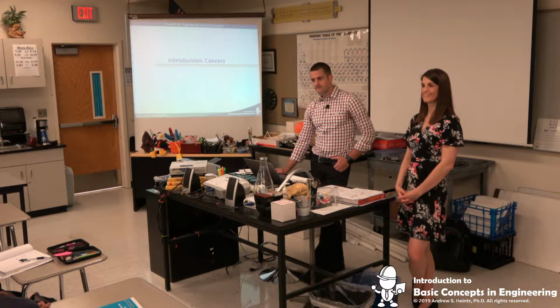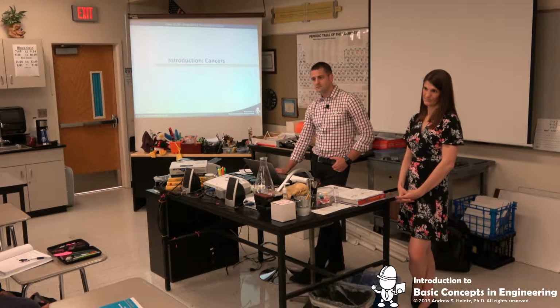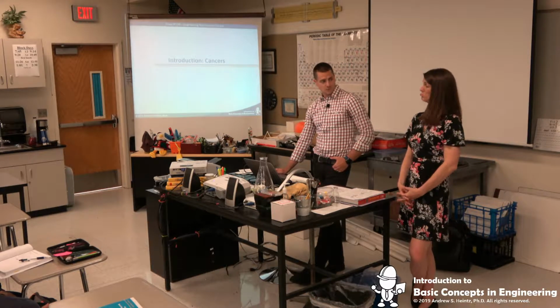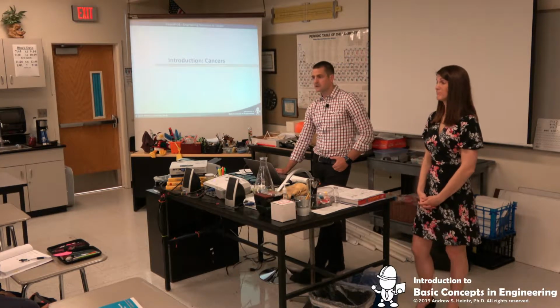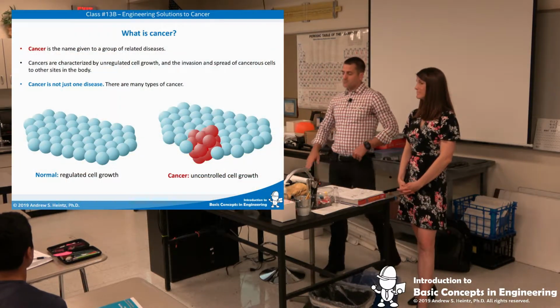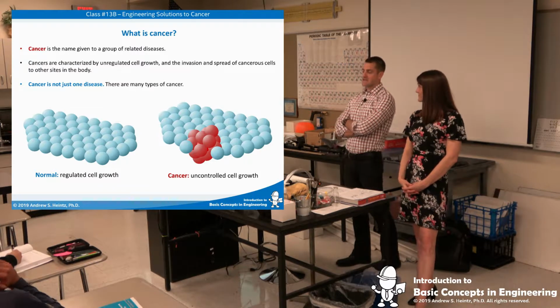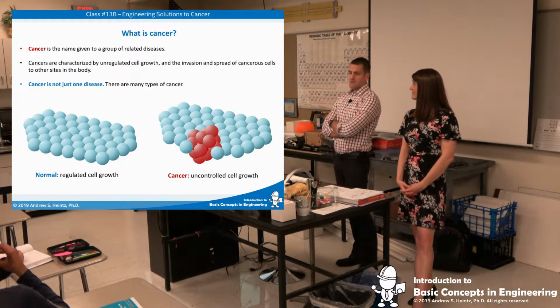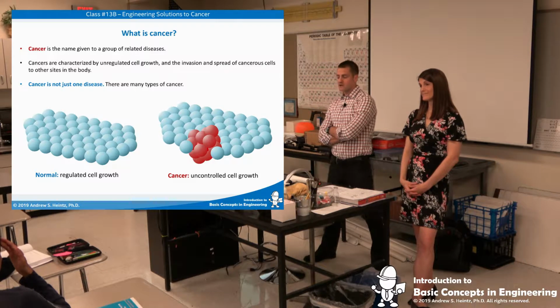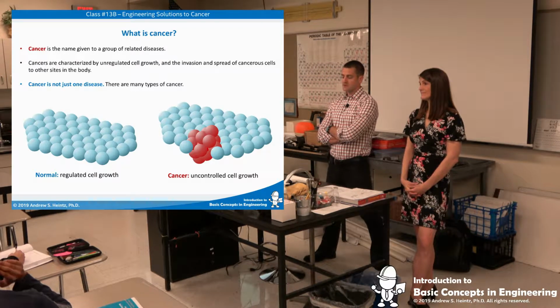So what is cancer? What is it, Jerome? When cells start multiplying out of control. Okay, is that pretty good? Yeah. Good. Anybody else? All right. So cancer is a name given to a group of related diseases, and cancer is not just one disease. But just like Jerome said, cancers are characterized by unregulated cell growth and the invasion and spread of cancerous cells to other sites in the body.